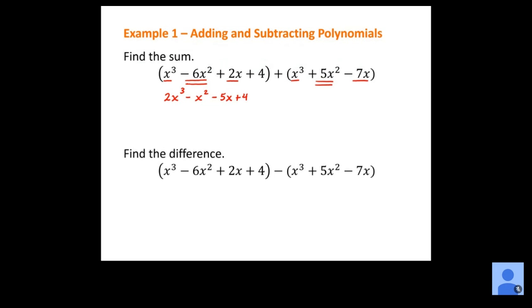And then always look to make sure you don't have any other like terms that can be combined. In this case, this polynomial is our answer because there's nothing else that can be simplified. All right, now the next one, same polynomials, but notice this time we're subtracting. So we have to be careful and make sure we're actually subtracting our like terms this time.